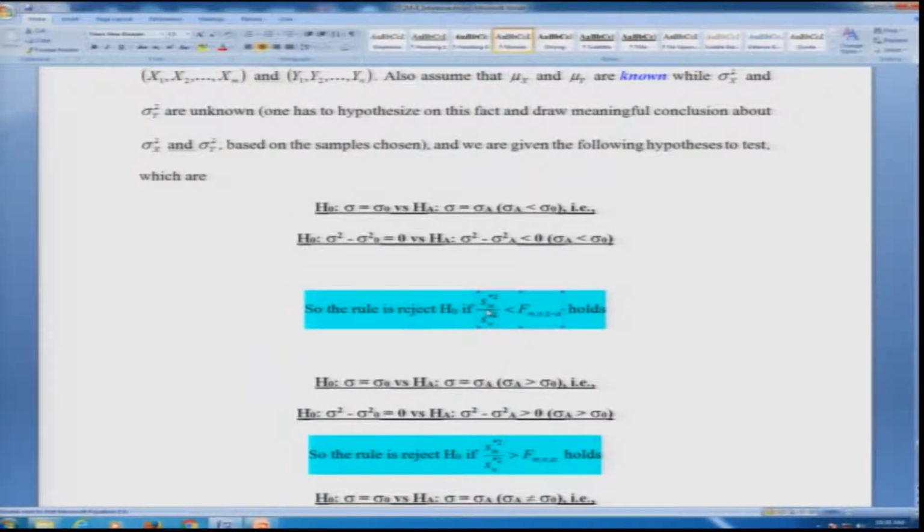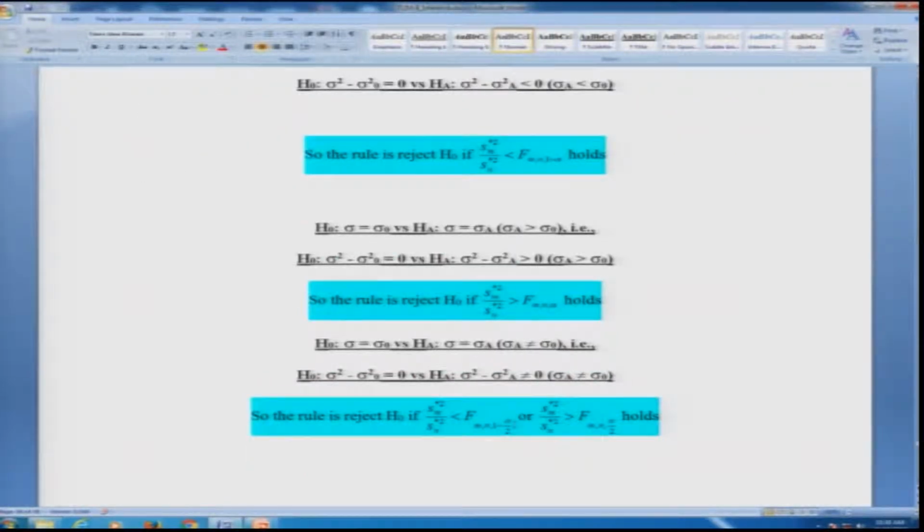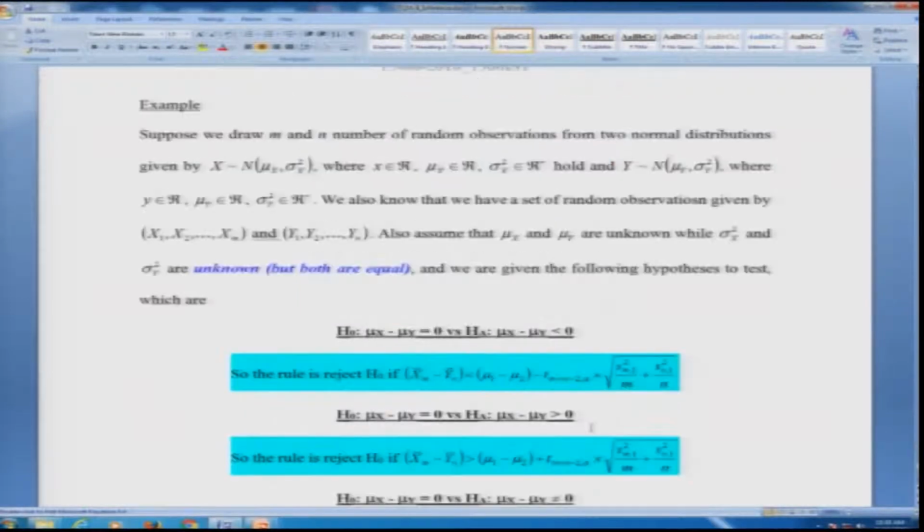In this case it will be S without the dashes, the ratio of them, less than F m minus 1, n minus 1, 1 minus alpha by 2. The greater than type would be the S without the dashes ratio greater than F m minus 1, n minus 1, alpha by 2. In the last case, when it is not equal to, you will reject H naught if the S without the dashes ratio is less than F m minus 1, n minus 1 comma 1 minus alpha by 2, or if the ratio is greater than F m minus 1, n minus 1, alpha by 2.